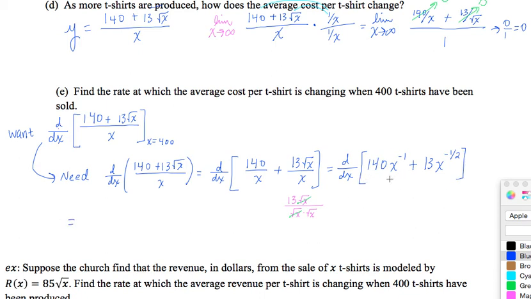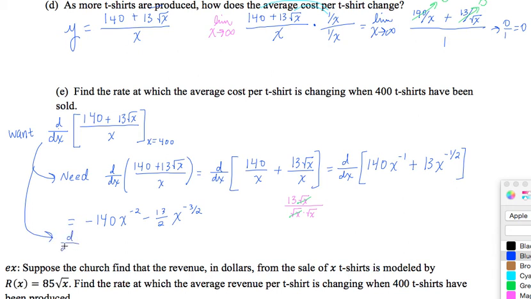Okay, that looks easier to differentiate. So the derivative of 140 x to the minus 1: I'm going to bring the negative down, so it will be negative 140 x to the minus 2 plus, actually, no, it'll be minus a half times 13, which is minus 13 halves, x to the power of negative a half minus 1, which is negative 3 halves. So that's the general derivative. Now I want to find that when x is 400.